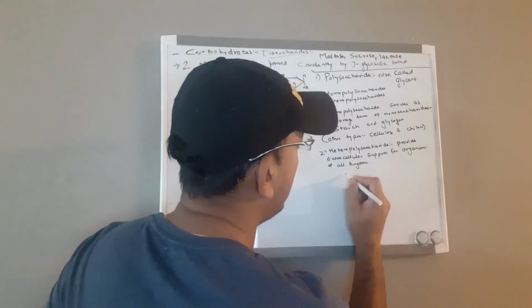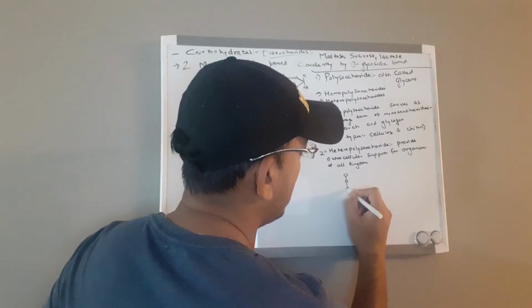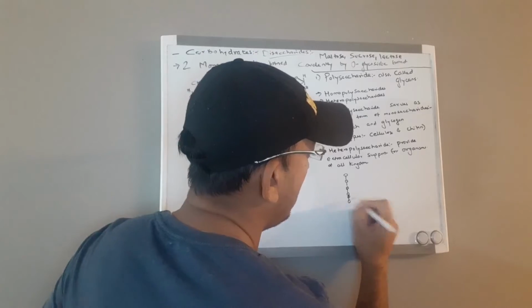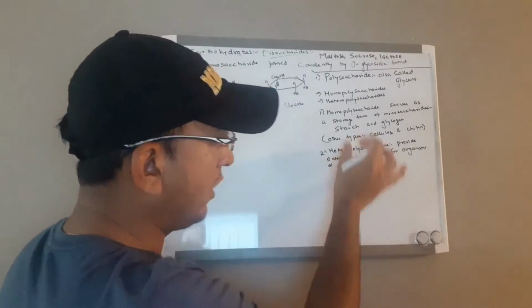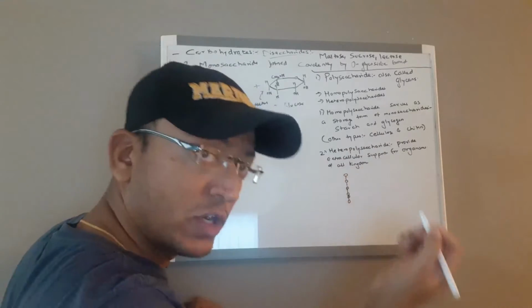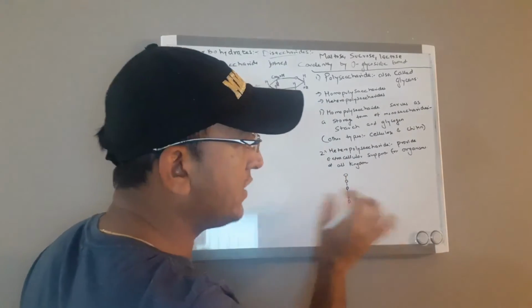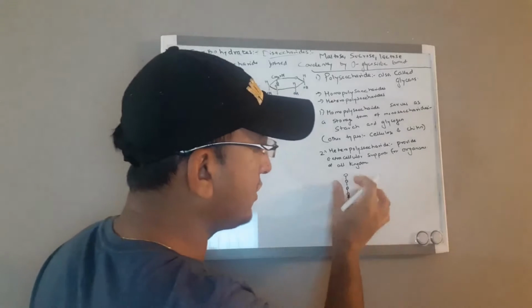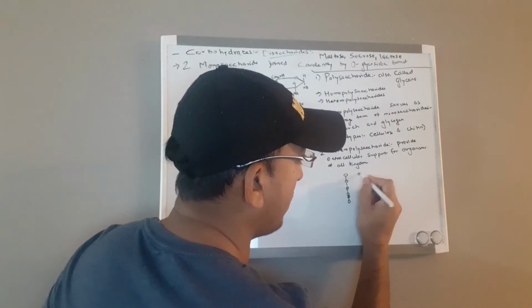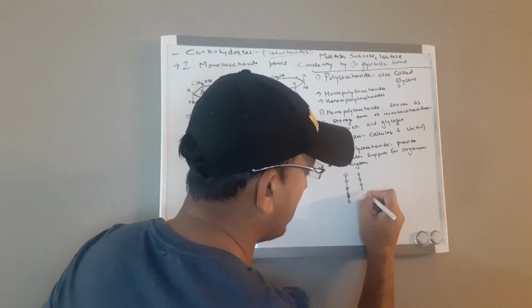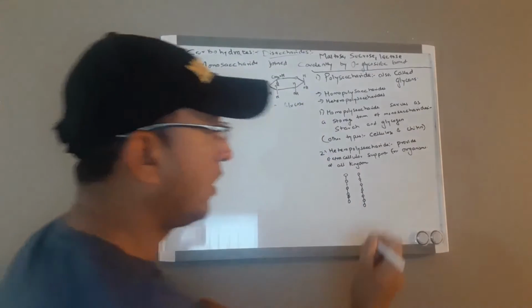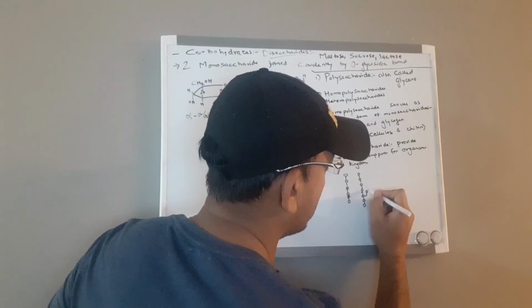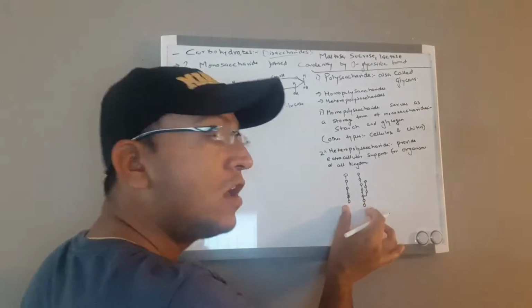For example, this is a simple homopolysaccharide with the same unit repeated, and this is unbranched. It does not have any branch. Now, for example, this is also a homopolysaccharide, and here it has a branch. So this is a branched homopolysaccharide.